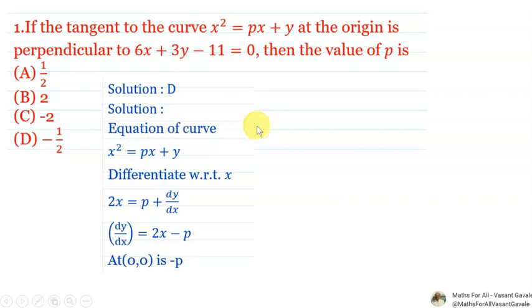Equation of the curve x square is equals to px plus y, differentiate with respect to x. Derivative of x square is 2x, derivative of px is p, derivative of y is dy by dx. Therefore, dy by dx is equals to 2x minus p. At origin means substitute x is equals to 0 and y is equals to 0. Then you will get the slope of the tangent is minus p.